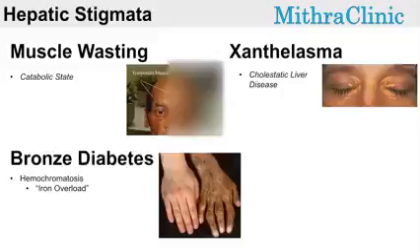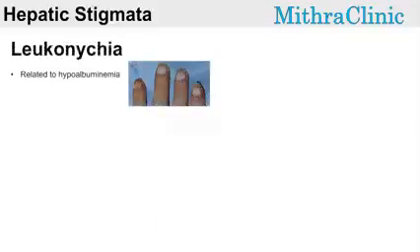These patients have high iron levels, and it's called bronze diabetes because these iron deposits actually occur in the pancreas as well, which leads to problems in insulin production and secretion, leading to diabetes. So in these patients, you see not only a bronzing of their skin, but you can also see diabetes as well.